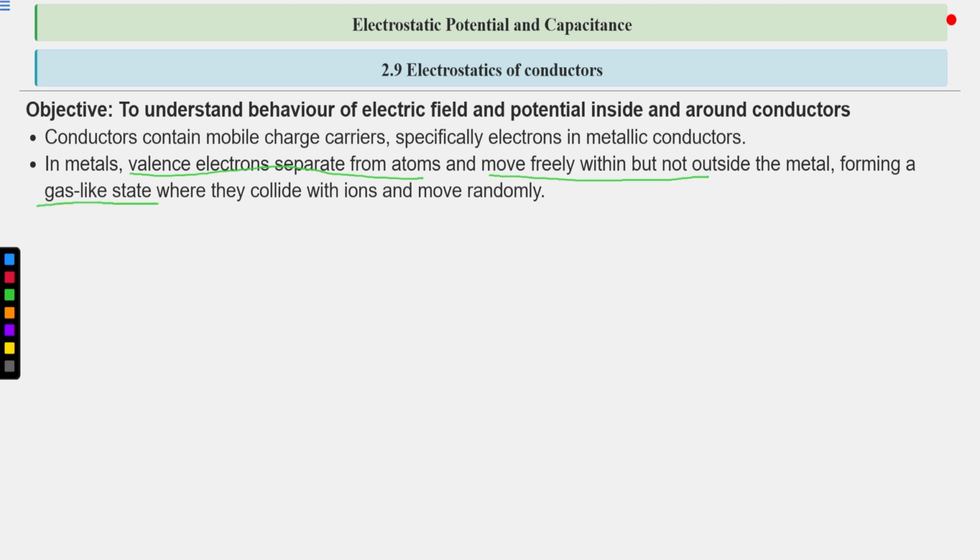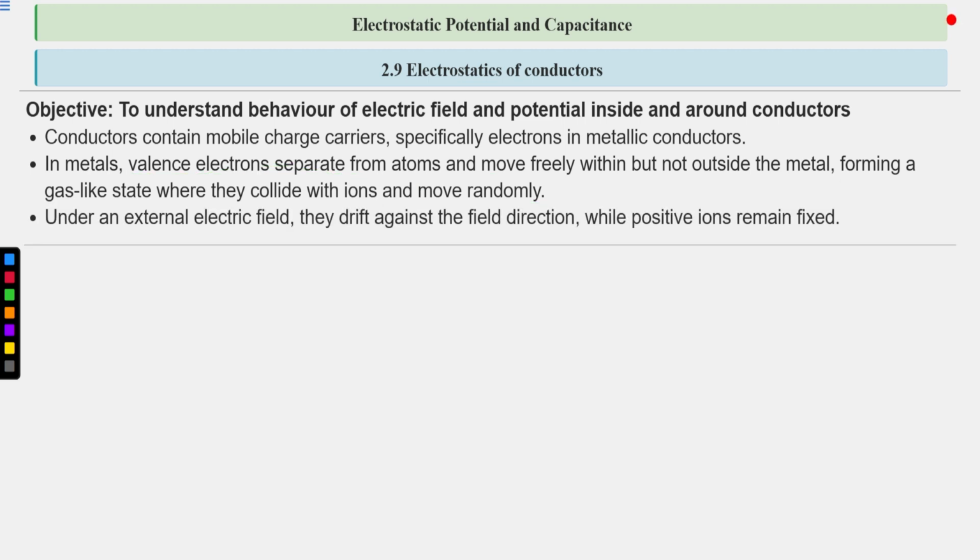What does this phrase gas-like state mean? In gas, we know that molecules are in random motion and they collide with each other. So these electrons forming a gas-like state means they collide with ions and move randomly. These electrons collide with the ions of the metal and move randomly and also collide with themselves. So they form a gas-like state.